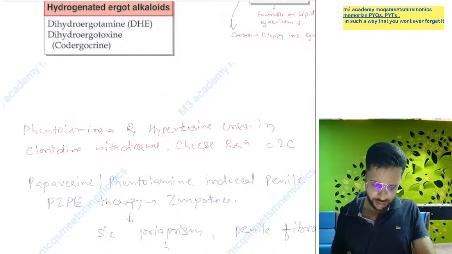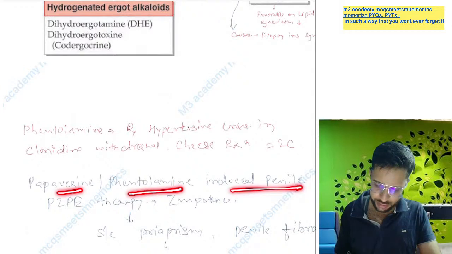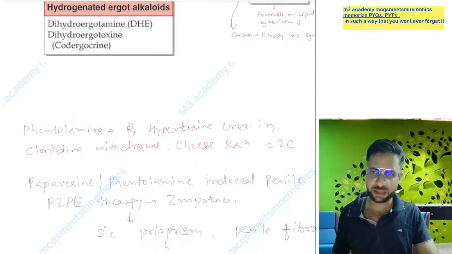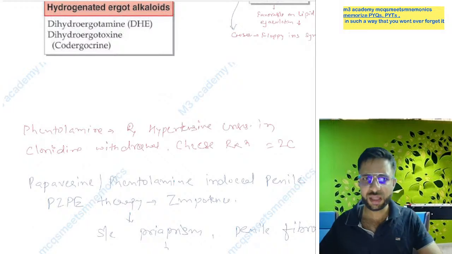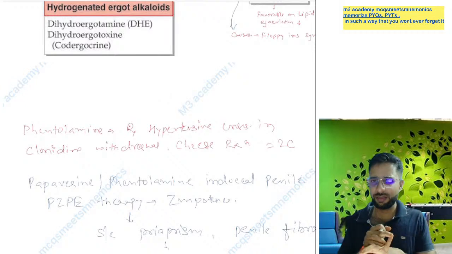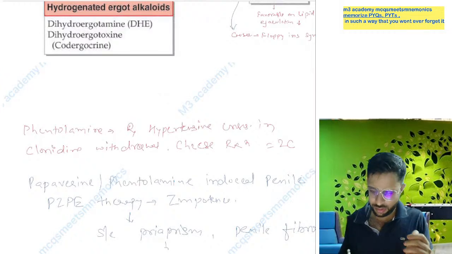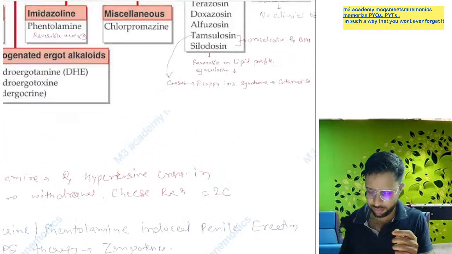Now, phentolamine is also used in PIPE therapy. PIPE therapy means papaverine, phentolamine induced penile erection, and this PIPE therapy causes priapism that is treated by the phenylephrine. Yes. So examiner can ask this clinical question. Yes, an erectile dysfunction patient takes the injection of this PIPE therapy. Got the priapism. What is the treatment? So injection phenylephrine. Yes, and side effect of this therapy is also penile fibrosis.